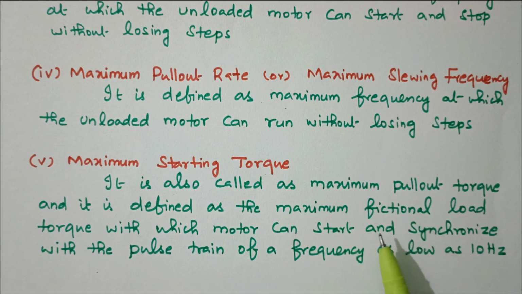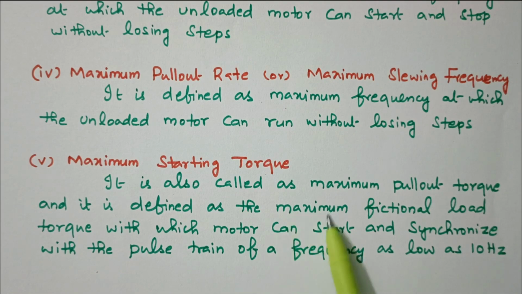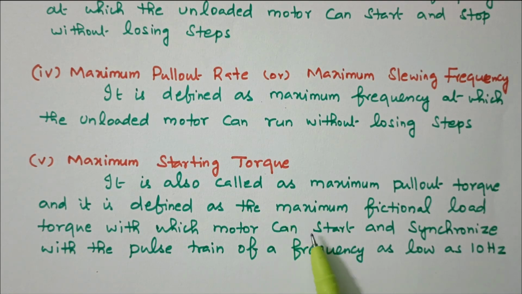This is the corresponding frequency. It is defined as frictional torque. The motor can start and synchronize with the pulse train even when the frequency is about 10 Hz. Right? So it is the running condition. This corresponds to the second curve, the pull-out torque. Right? So it is synchronized. The first one is start and stop. This is synchronized even at the low frequency of 10 Hz.